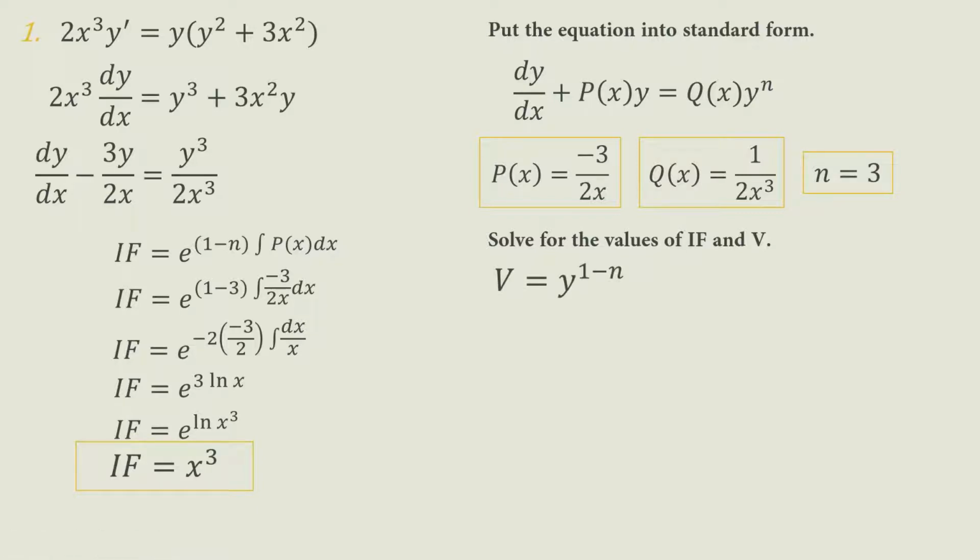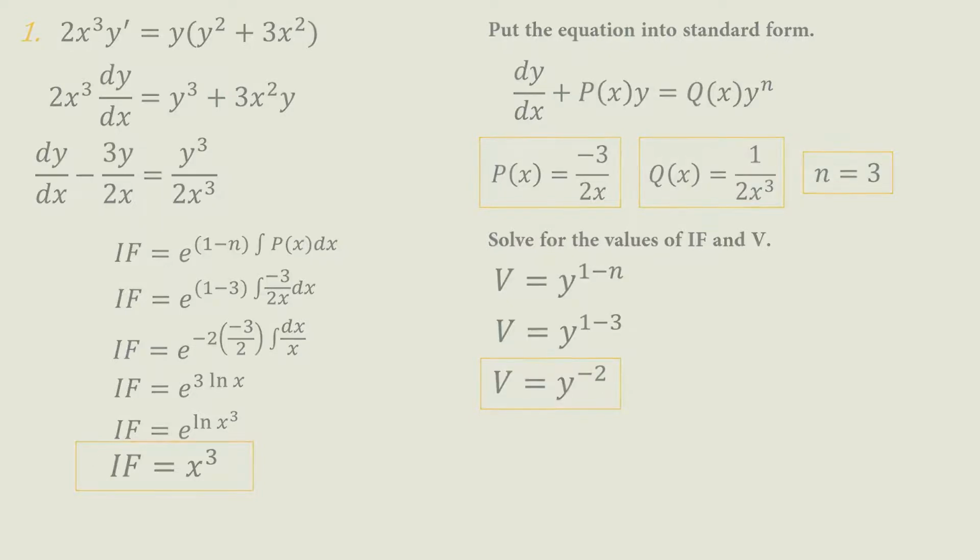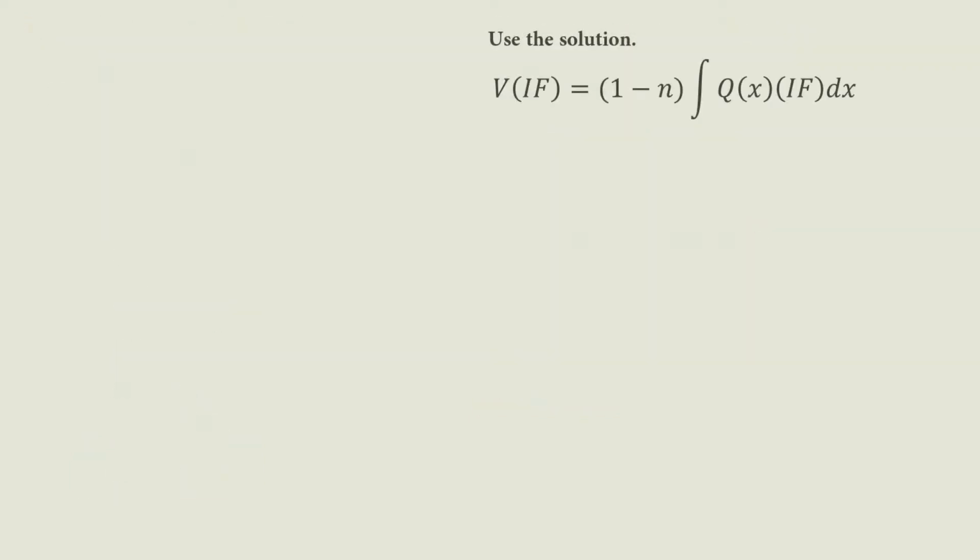And for v, that is y raised to 1 minus n, y raised to 1 minus 3. And so our v is equal to y raised to negative 2. And then substitute all the values in our solution. So our v is y raised to negative 2, our IF is x cubed, equal to 1 minus 3, our n, times the integral of 1 over 2x cubed, our q of x, and then the IF which is x cubed, times dx.